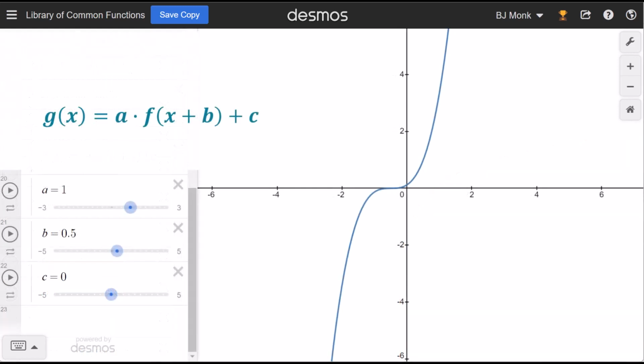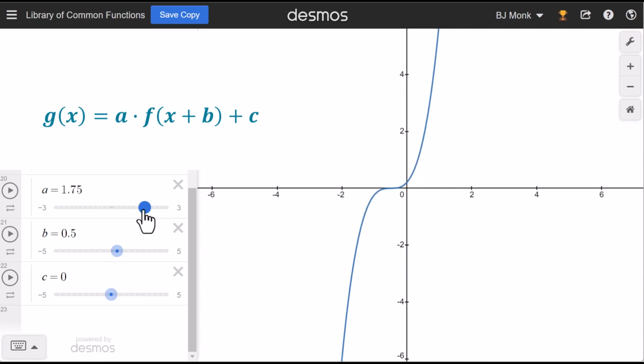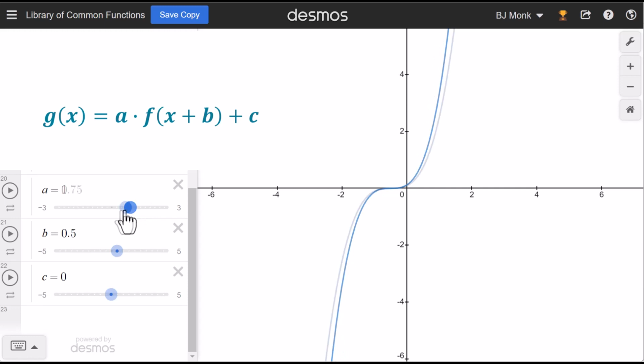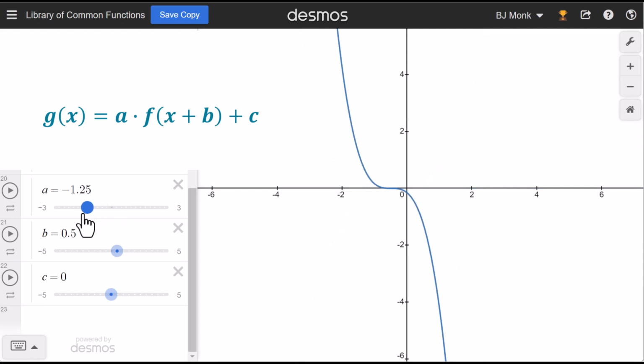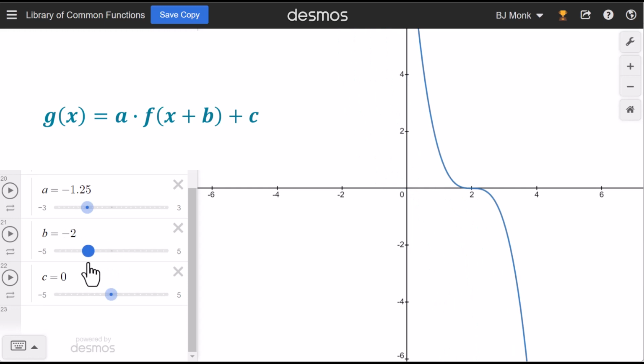Now let's consider a general function in the form g of x equals a times f of x plus b plus the constant c. In this case, we're starting off with f of x equals x cubed, the cubic function. Note the effect of changing the value of a. A adjusts the scale of the function. When a is negative, it reflects the function across the x-axis. When we change the value of b, it shifts the function left or right.